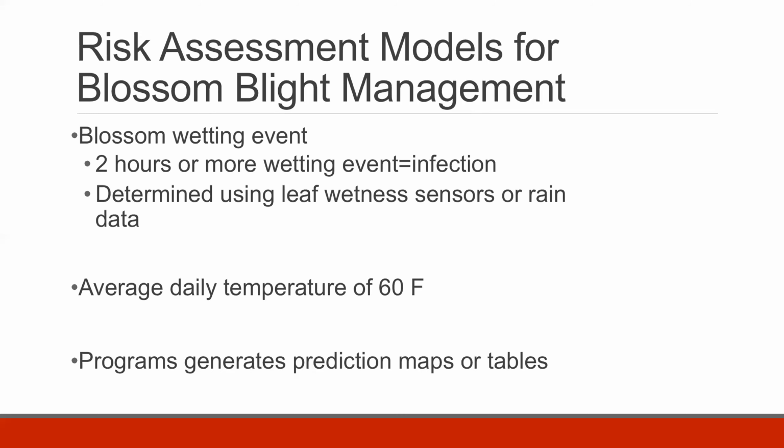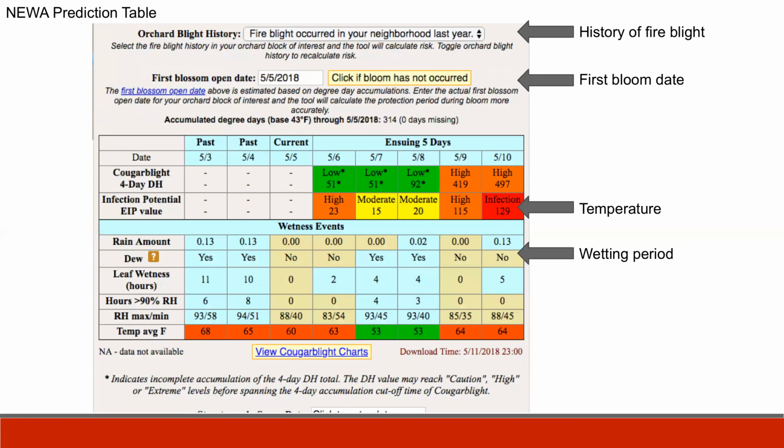The grower will review these prediction maps or tables and then determine whether or not they need to apply an antibiotic. So this output that I'm showing here is from the Network for Environment and Weather Applications, also called NEWA, which is based out of Cornell University. And the outputs can vary depending on the organization providing the software. For example, the Ontario Ministry of Agriculture, Food and Rural Affairs provides a prediction map for the tree fruit production regions in Ontario.